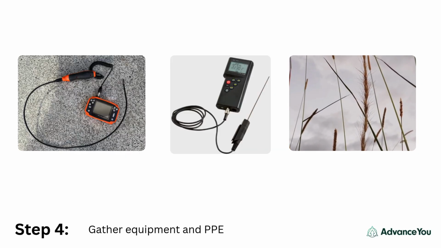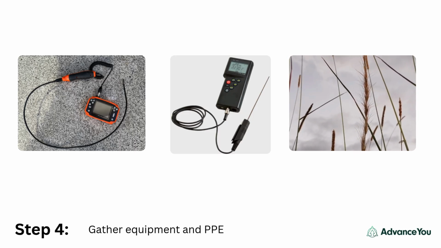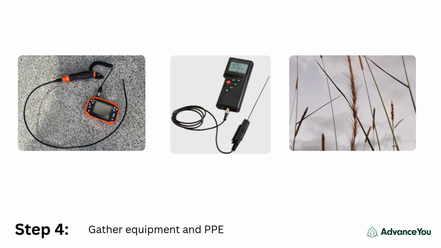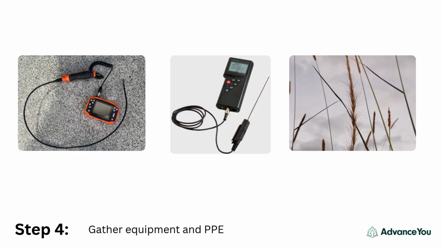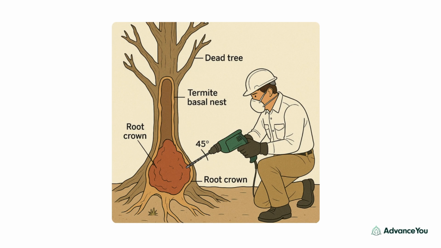You'll also need a device that you can put into the test drilling hole once completed to determine whether you have termites inside of any workings or piping that you find. This can be a borescope, a thermometer, or a blade of grass. You then need to drill into the tree.